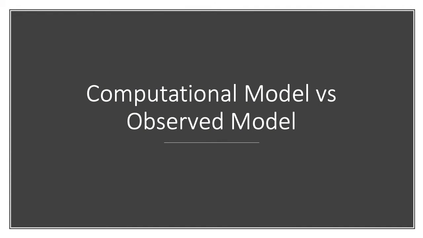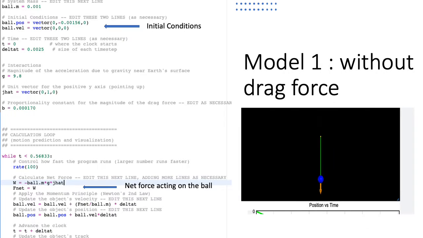Computational model versus observed model. Here is the model without the drag force, so only accounting for the mass. As we can see, we inserted the initial condition into Python, and the net force was only equal to the gravity force.